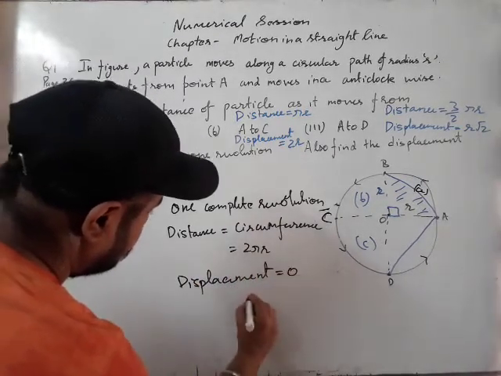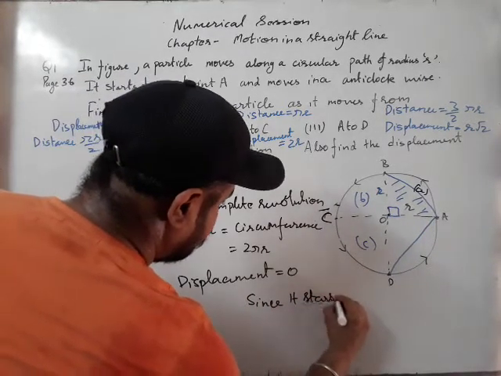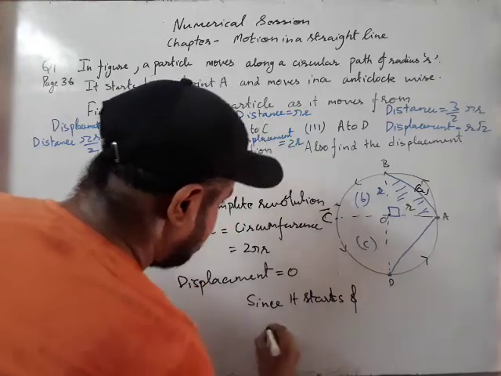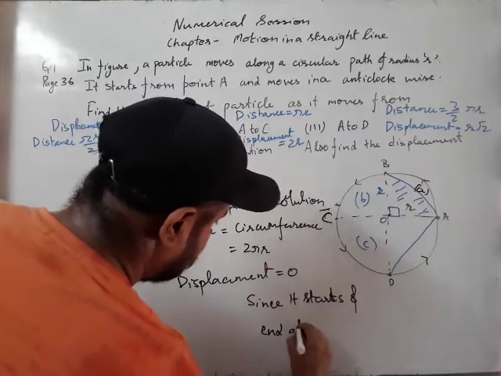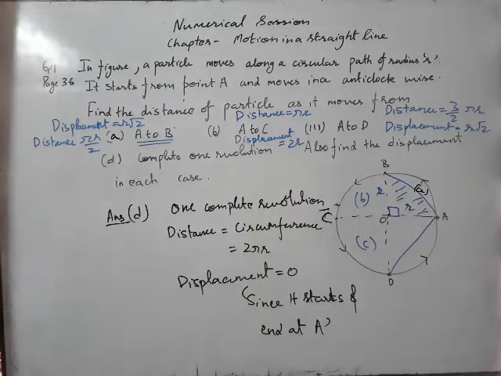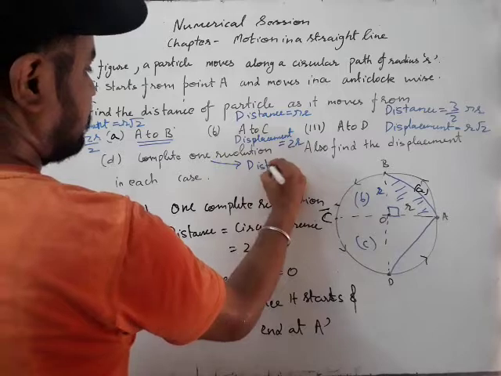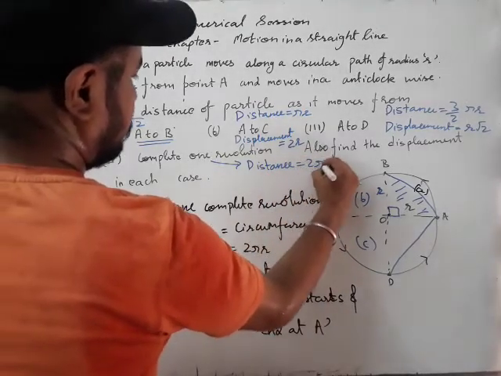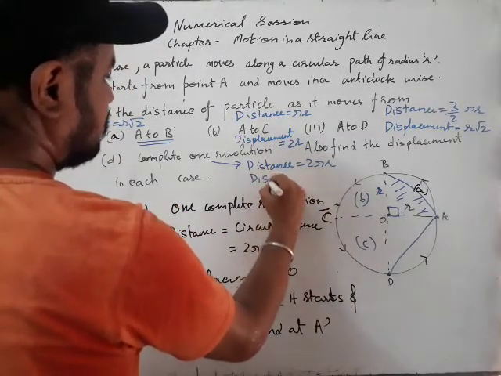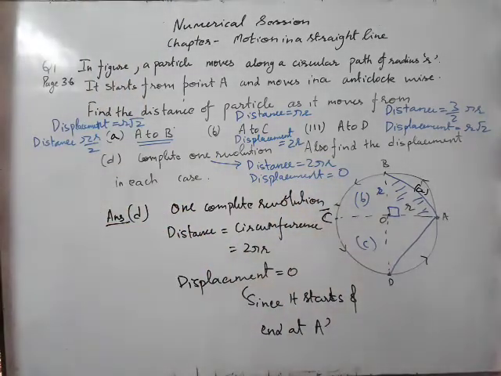Displacement will be 0 since it starts and ends at A. Or you can write down that initial and final points are the same, so the displacement will be 0. And so the fourth part answer is distance is 2 pi r and displacement is 0. So this was our first question.